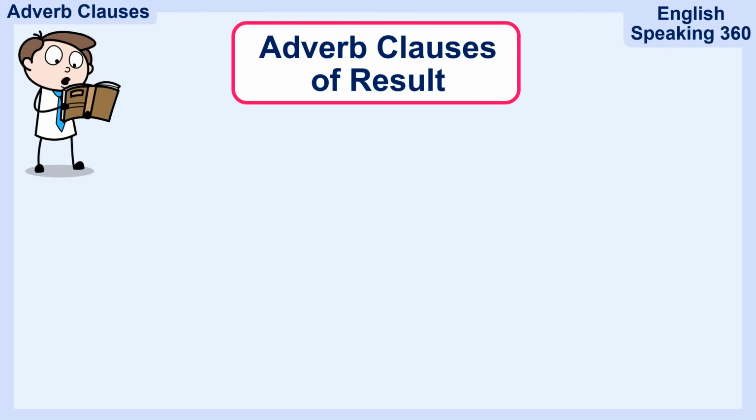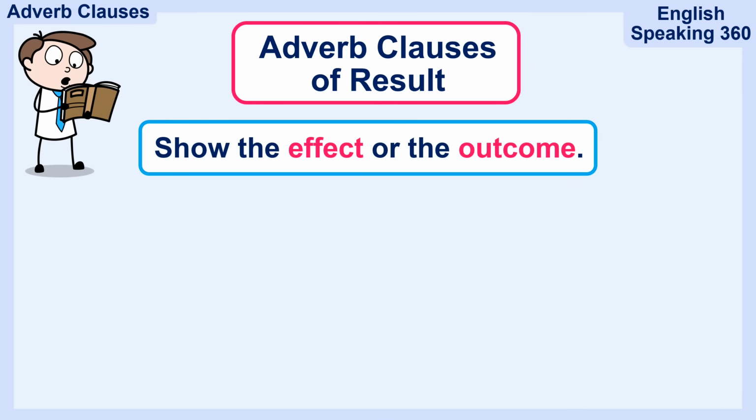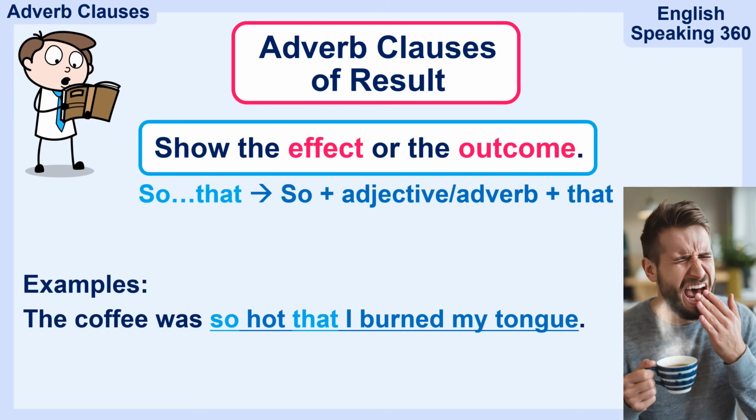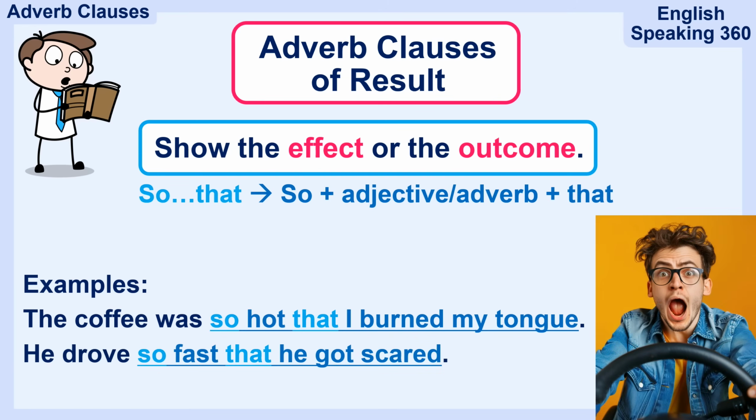Adverb clauses of result. They show the effect or the outcome of something. For example, the coffee was so hot that I burned my tongue. Ouch! Poor guy. So that is one of the most common structures here. So plus adjective or adverb plus that. Let me give you one more example. He drove so fast that he got scared. So in the first example, so hot, hot is an adjective. He drove so fast, fast is an adverb, that he got scared.